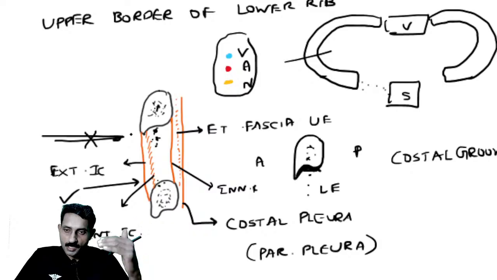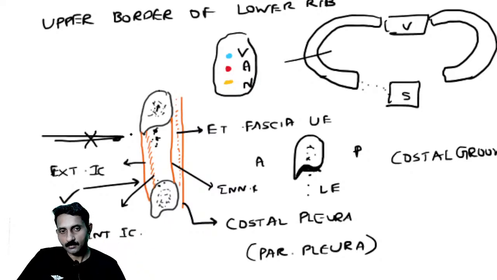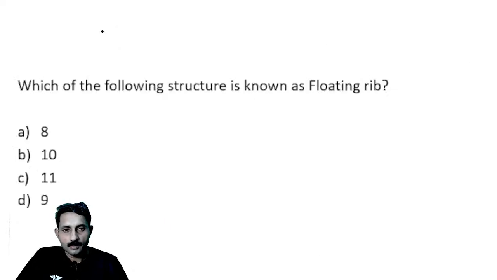Now how are the structures arranged in the costal groove? Vein, artery, nerve: intercostal vein, intercostal artery and intercostal nerve. Where do you have to put the needle? Just remember this alone. Which is the correct part? Upper border of the lower rib, to avoid injury to the neurovascular structures. Now a question can come. This is a simple, straightforward question, which is called a floating rib.